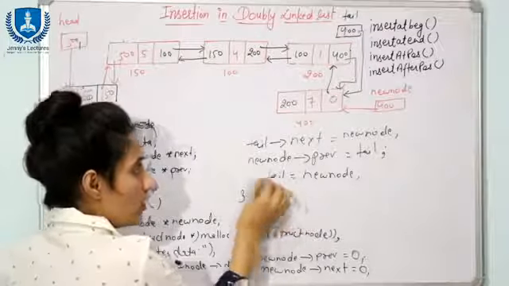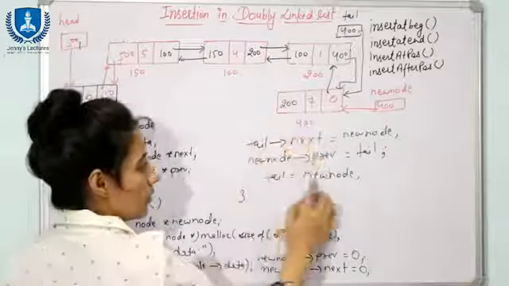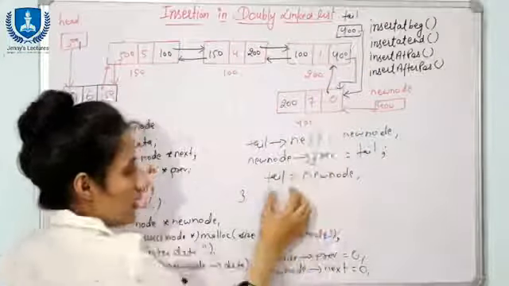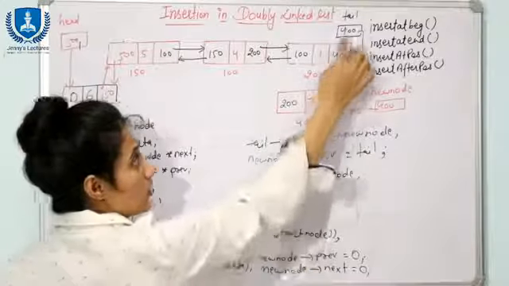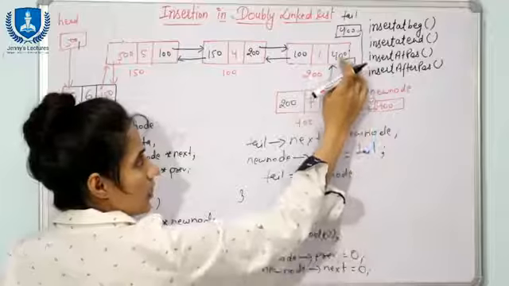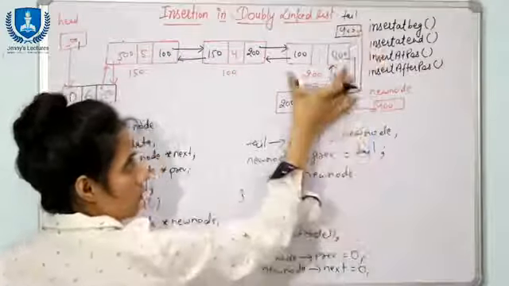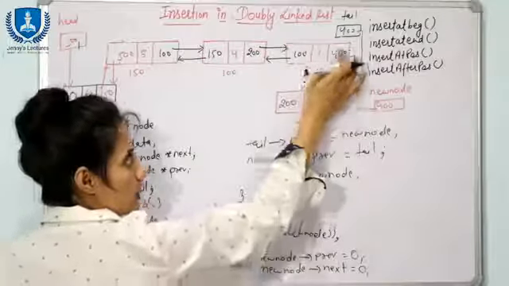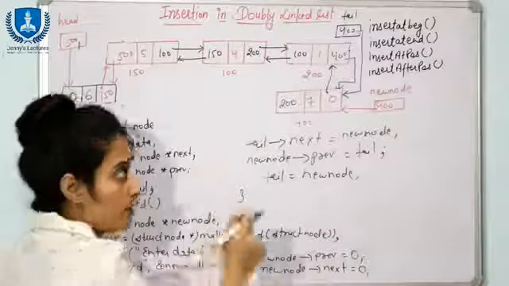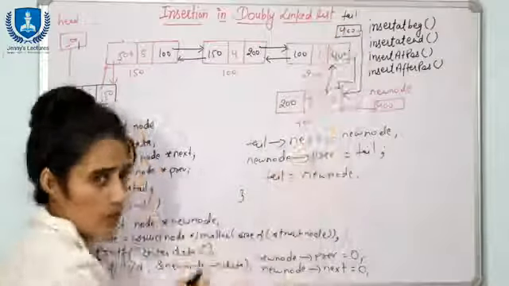Please don't write this at the starting. If you write tail is equal to new node here, it means tail is now containing 400, so it is pointing to this node. Then how will you access this part, because you have already changed the tail value to 400? Now we don't have any pointer to this node, so we cannot access this part. So better you change this pointer first, and after that update the tail value, right?